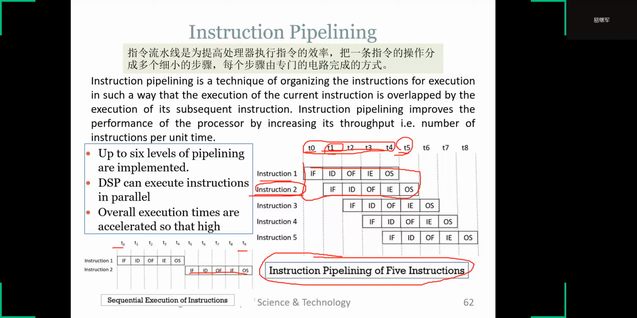The features of the instruction pipeline in DSP: up to 6 levels of pipeline are implemented, which means we can execute 6 instructions in parallel. DSP can execute instructions in parallel, so overall execution times are accelerated.